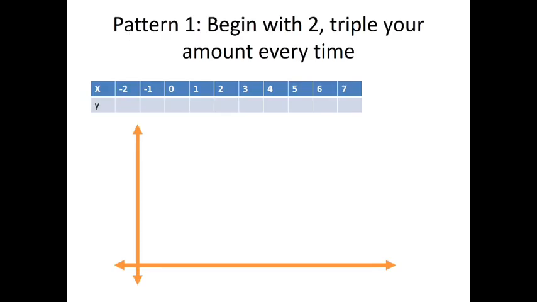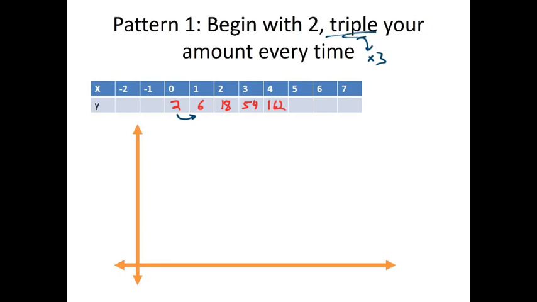And so what we're going to do is begin with 2. I'm going to make 2 my y-intercept, in other words, the value of y when x is 0. So I'm going to start with 2, but it says triple our amount every time. And we should know that tripling means times 3. So I'm going to take 2 and multiply by 3, and then multiply by 3 again, and again, and again, and I'm just going to keep going.